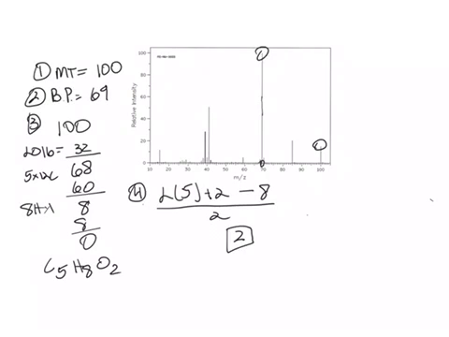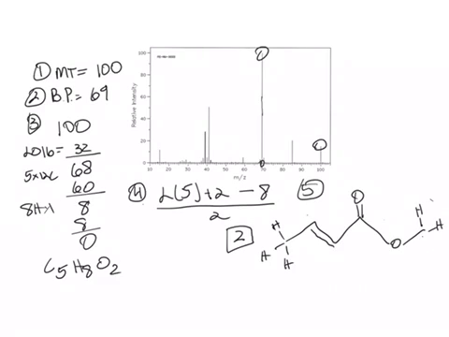So here, our structure is going to go over here. We're going to have 5 carbons. We're going to put a double bond here, and we know we're going to have hydrogen. We're going to have a double bonded O. Have 3 more hydrogens over on this side.